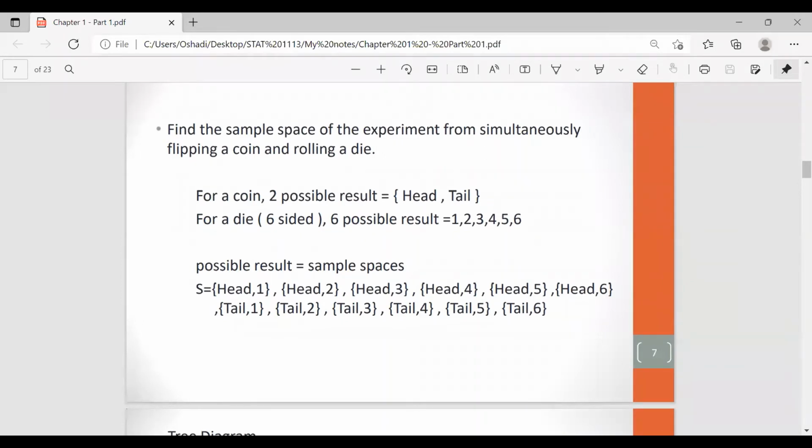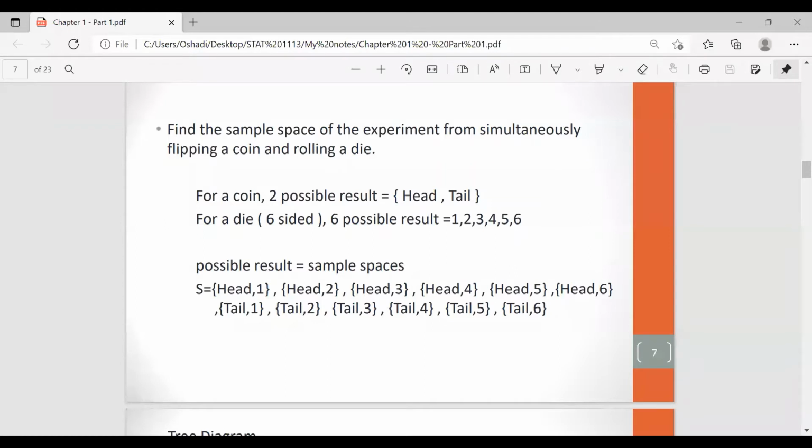For an example, find the sample space. I know these are very basic concepts, but as the base of this course, I want to teach you those things, right? So find the sample space of the experiment from simultaneously flipping a coin and rolling a die.